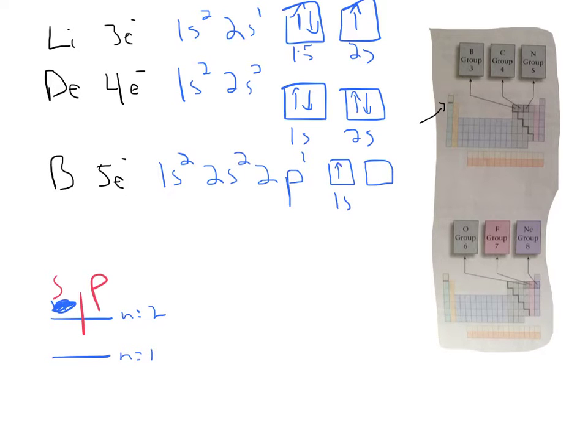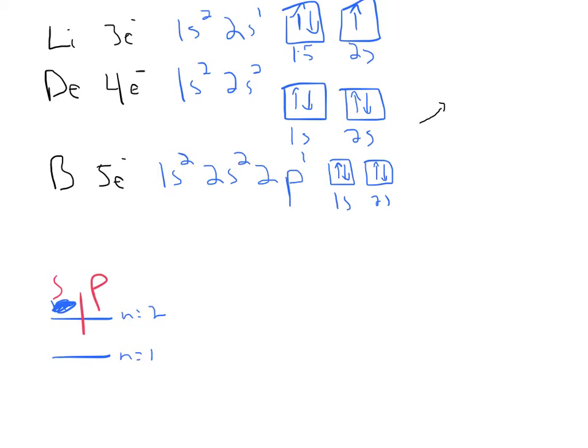1s will have 2. 2s will have 2. And now, when we write the p orbital, so the p sublevel, sorry, since there are 3 orbitals, we've got to do 3 boxes. This is the 2p. And again, see here, we've got 1 electron in the 2p, so we can put it in any of those boxes, and let's do spin up.